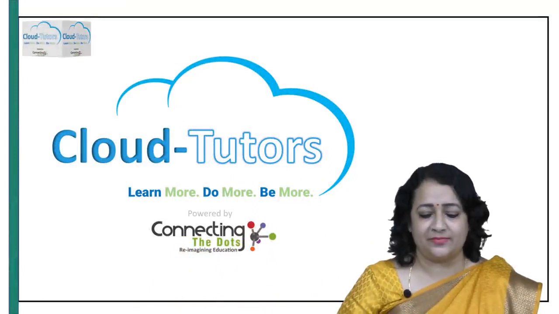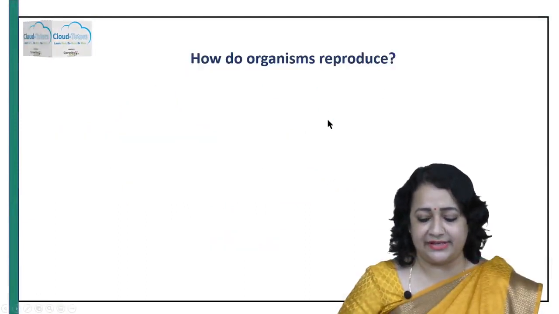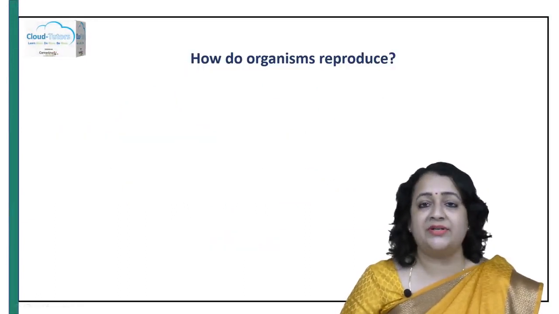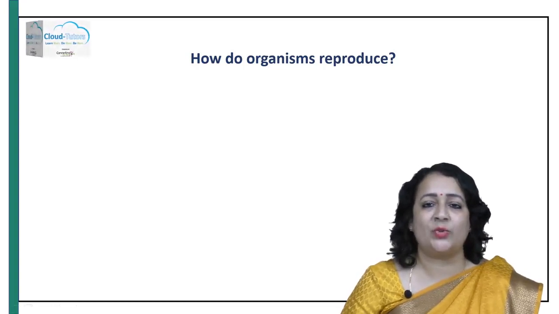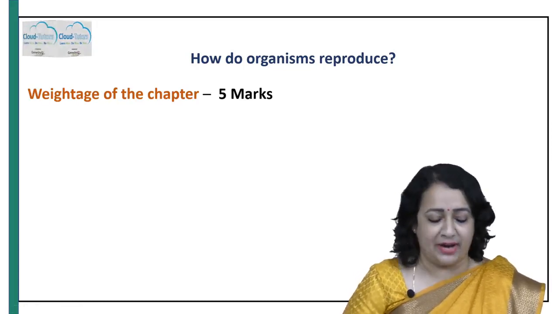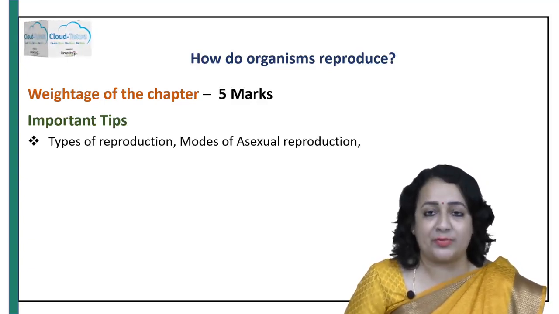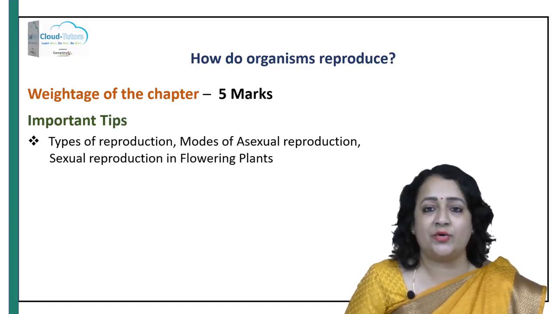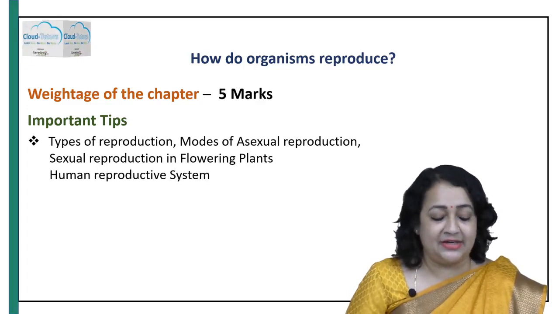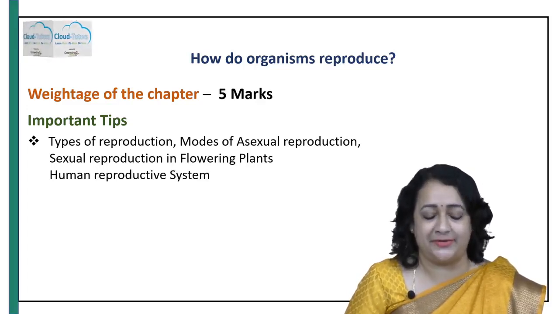In today's class, we will be discussing the chapter How do organisms reproduce? This chapter comes under biology, which carries about 26 to 27 marks in your entire science paper. The weightage for this chapter is 5 marks. Important topics in this chapter are types of reproduction, modes of asexual reproduction, sexual reproduction in flowering plants, and the human reproductive system.